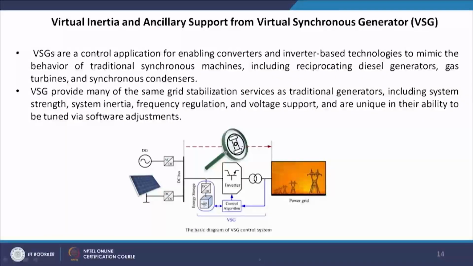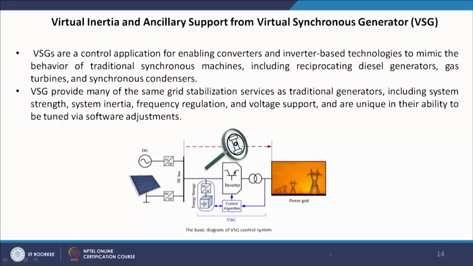Now, virtual inertia and ancillary support from your virtual synchronous generator VSG. I think this is a very important concept. It is basically a non-rotational device, but which acts like a synchronous generator in a pseudo form, and hence it is known as virtual synchronous generator VSG. So, VSGs are a control application for enabling converters and inverters based technologies to mimic the behavior of traditional synchronous machines, including reciprocating diesel generators, gas turbines and synchronous condensers.